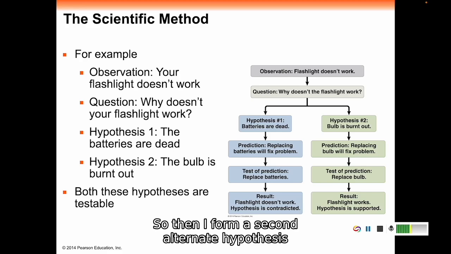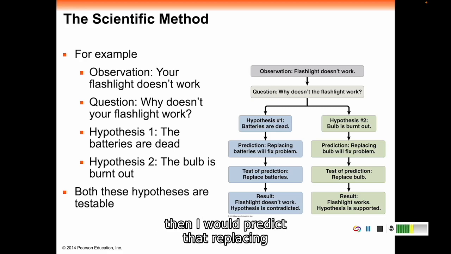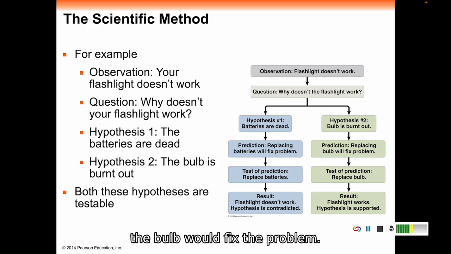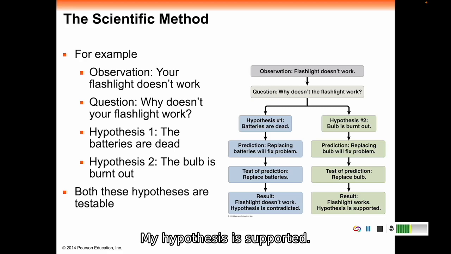So then I form a second alternate hypothesis that my bulb is burnt out. So if my bulb is burnt out, then I would predict that replacing the bulb would fix the problem. As an experiment, I replace the bulb, and the result is my flashlight works. My hypothesis is supported.